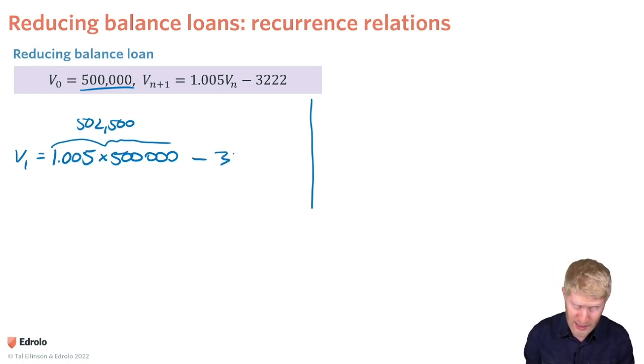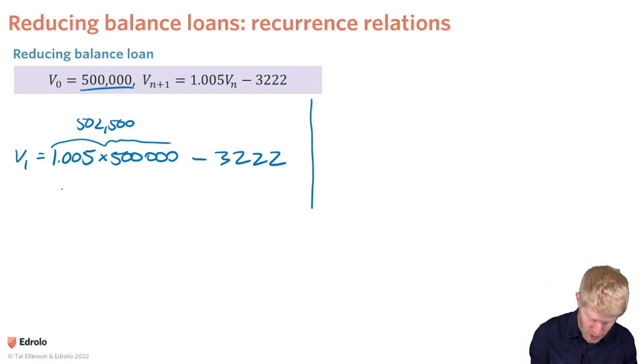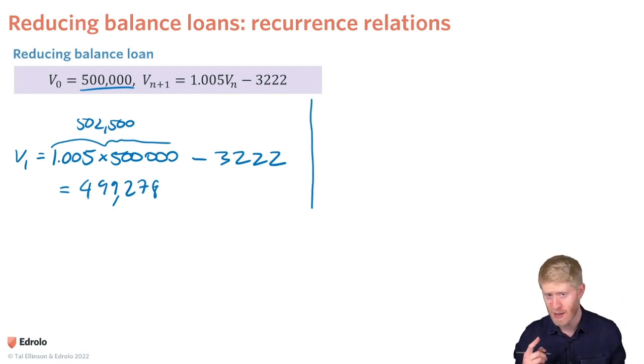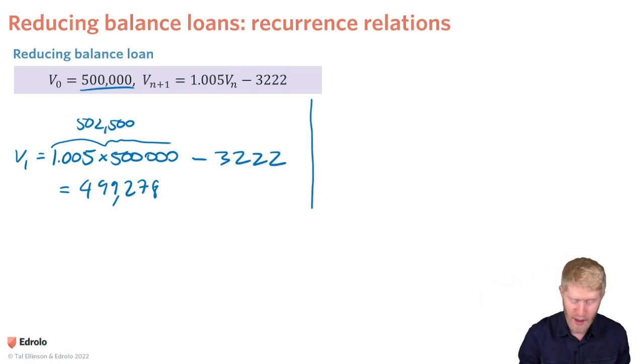Then I come along and I say, I'm going to make my monthly payment of $3,222, and that's going to drop my principal down. It's going to make it worth $499,278. And that's basically what's going to happen every single month. The bank's going to charge me a fee with interest. I'm going to owe more, but I'm going to pay more than that, and I'm going to drop it down. And if I do that again and again and again, eventually I'm going to drop it all the way down to zero.